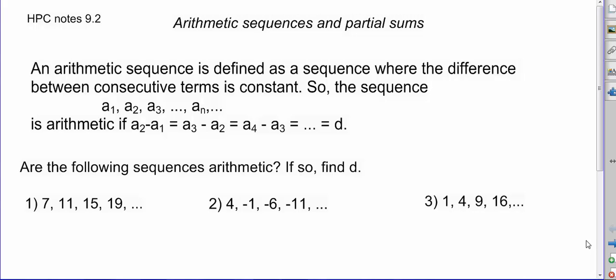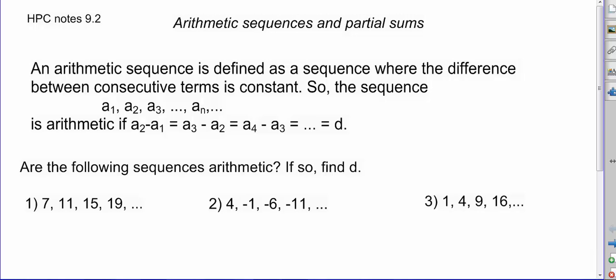Honors Pre-Calculus students, these are your 9.2 notes. Today we're going to be looking at arithmetic sequences and also some sums. We'll have some formulas for you to look at, some patterns to consider. All in all, I think it'll be a good day. So, let's get this started.